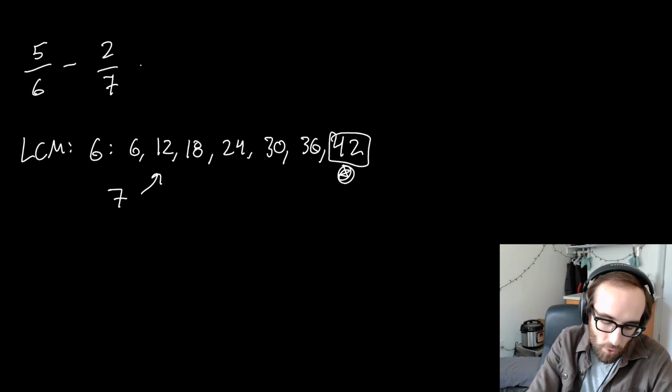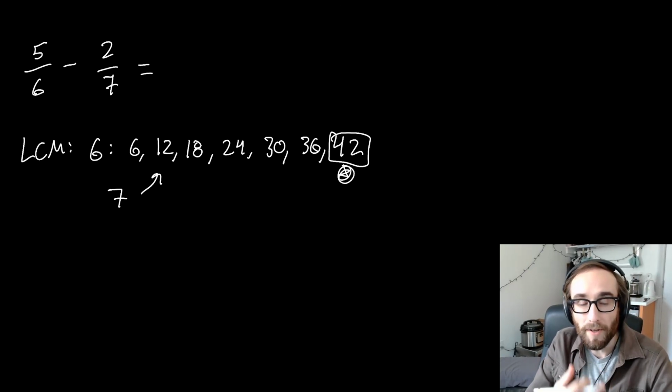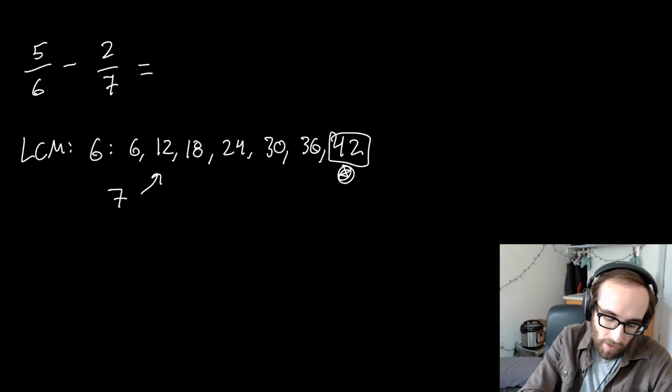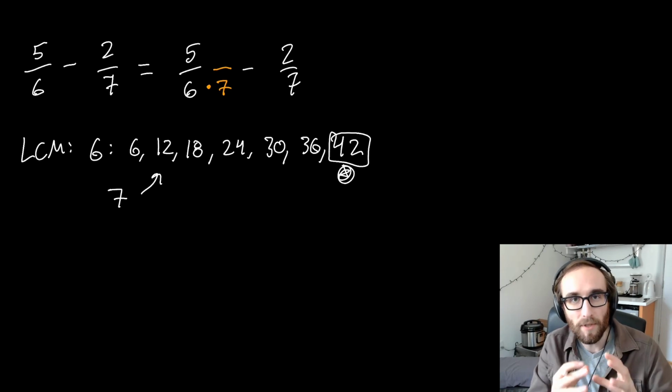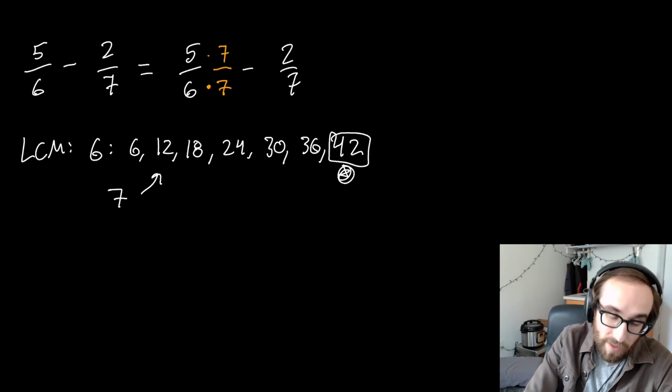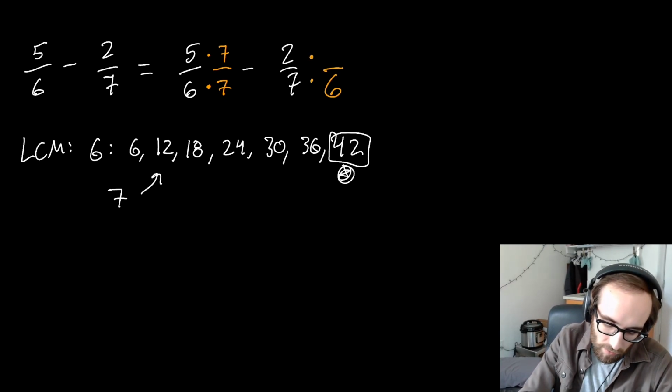Next, we take a look at our two fractions, and we want to, again, end up changing our denominator so we have that least common multiple in the denominator. So we have 5/6 minus 2/7. First, looking at 5/6, we need to multiply 6 by 7 to get 42. And again, to keep our number the same, to not change it, we need to multiply the numerator by 7 also. For 2/7, we need to multiply 7 by 6 to get 42. And so we'll multiply the numerator by 6 as well.